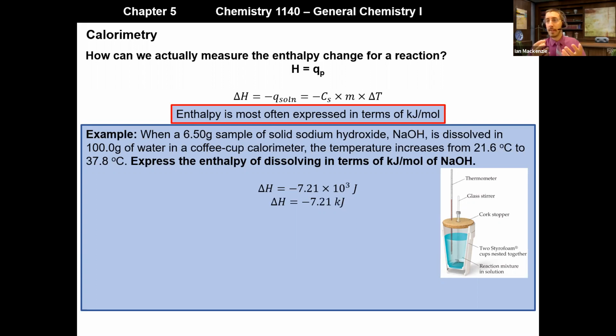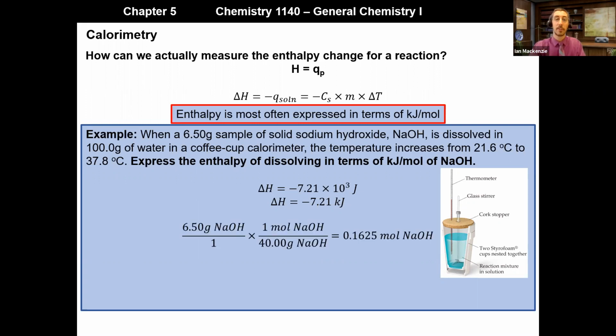So I have a mass of sodium hydroxide. I can calculate the molar mass simply by adding up the atomic weights, and I can convert and find the number of moles of sodium hydroxide that I have present. So that's fairly simple. 6.50 grams of sodium hydroxide divided by 40.00 grams of sodium hydroxide per 1 mole. And I'll come out with 0.1625 moles of sodium hydroxide. I can carry the extra decimal place until I get to the very end of my calculation.